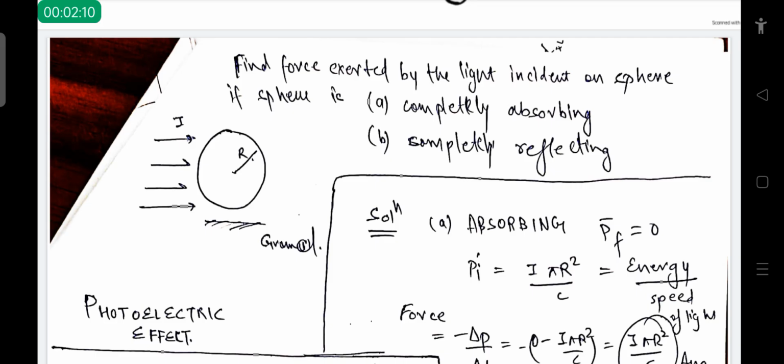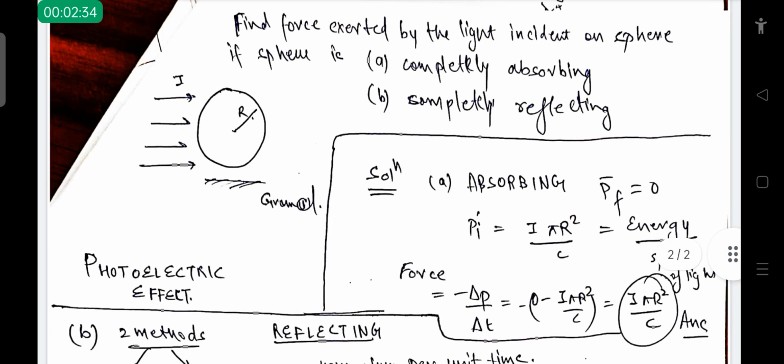The question is from the chapter Photoelectric Effect. We are given a sphere of radius r, and a light of intensity I is incident on it. We have to find the force exerted by the light on the sphere if the sphere is completely absorbing, and in the second part if the sphere is completely reflecting. Let us find out the force exerted by the light in both situations.